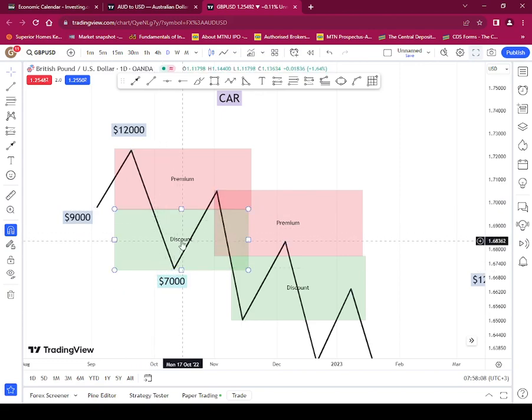So if I'm looking to sell the market, what am I looking for? I'm looking to sell at a premium area.